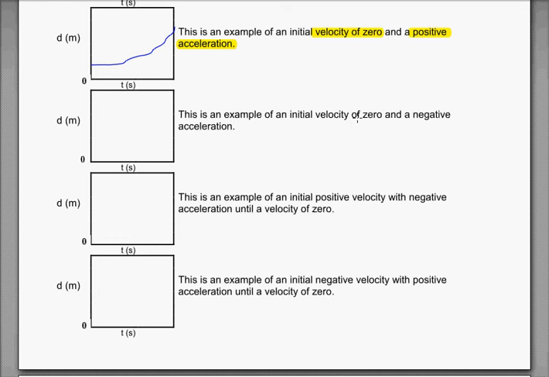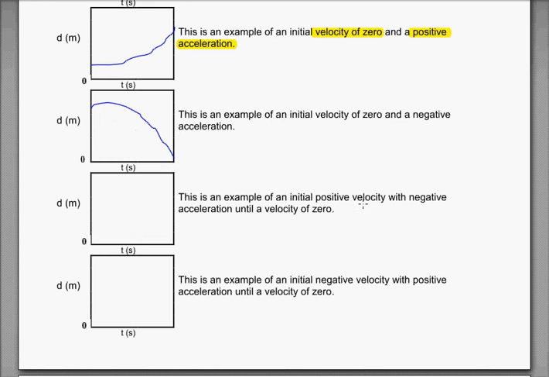This is an example of initial velocity of 0 and a negative acceleration. Now hopefully you can get what this is going to look like. There you go, the exact opposite. Now this part right here should be cut off a little bit. It should start off flat and hook its way down.